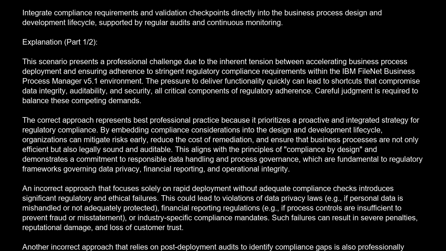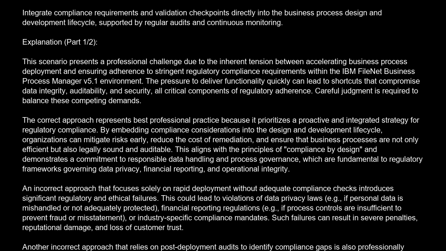The correct approach represents best professional practice because it prioritizes a proactive and integrated strategy for regulatory compliance. By embedding compliance considerations into the design and development lifecycle, organizations can mitigate risks early, reduce the cost of remediation, and ensure that business processes are not only efficient but also legally sound and auditable. This aligns with the principles of compliance by design and demonstrates a commitment to responsible data handling and process governance, which are fundamental to regulatory frameworks governing data privacy, financial reporting, and operational integrity.